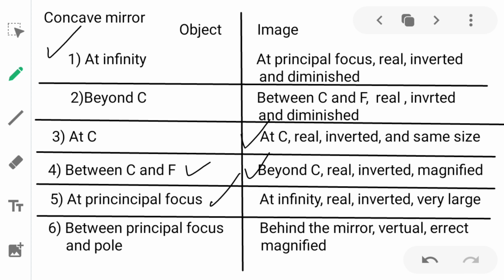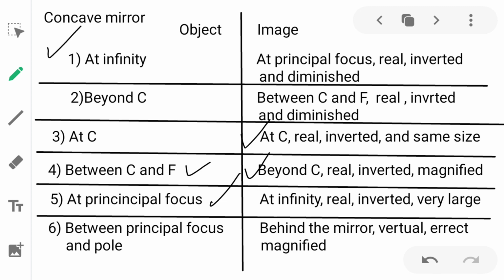If the object is at the principal focus, what happens to the image? The rays passing from the principal focus become parallel to each other after reflection. If they become parallel, they are going to meet at infinity. So you can say that for an object placed at the principal focus, the image is formed at infinity. The image will be real, inverted and very, very large.